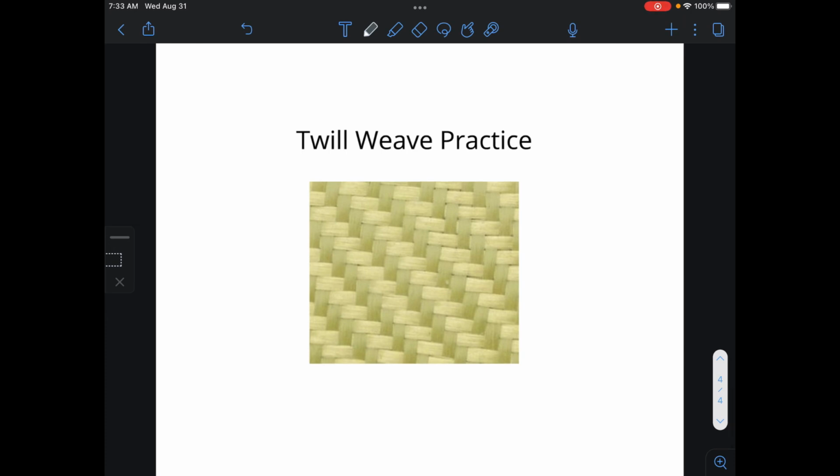Go ahead and do a twill weave practice for yourself, counting the thread count for this 1 inch by 1 inch square. Pause the video, and then when you have your thread count number, go ahead and continue.